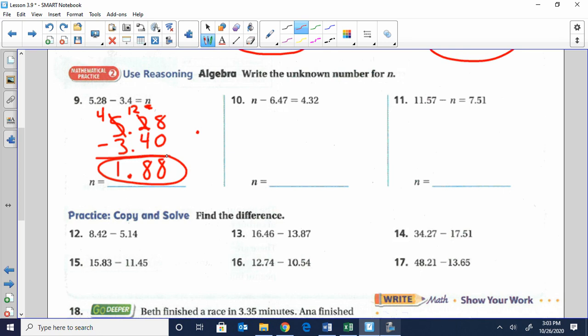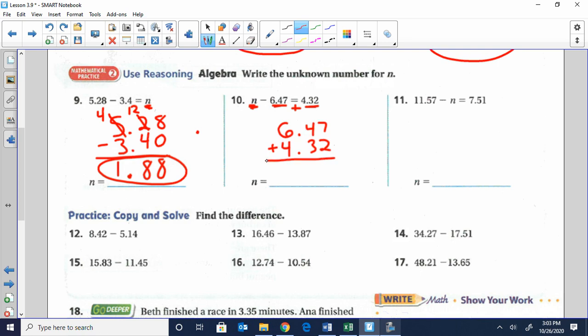On number 10, now we're missing the first number in a subtraction problem. Remember, the first number in the subtraction problem is always the largest number, because we start with a large number, we take some away, and then we have a little bit left. So in order to work this backwards, we're actually going to add our answer, the difference, plus the number that we subtracted away from the original number. So we're going to add 6 and 47 hundredths plus 4 and 32 hundredths.